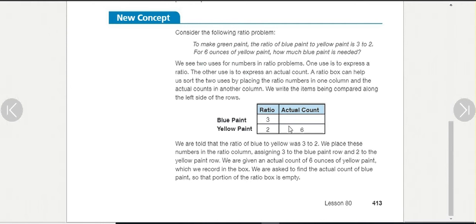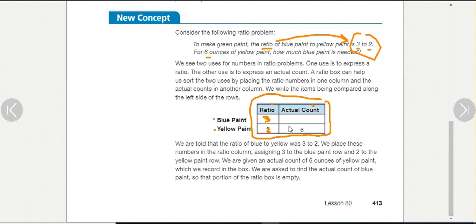How about to make green paint, the ratio of blue to yellow is 3 to 2. I can also show that as a fraction. So that's the ratio. It's the lowest terms version. How about now I've got 6 ounces of yellow paint. How much blue do I need? So you keep the same order. You can build a chart like this one and label it ratio, actual, blue, yellow to make sure you don't get this screwed up. And I've got my 3 and I've got my 2 and I've got my 6.